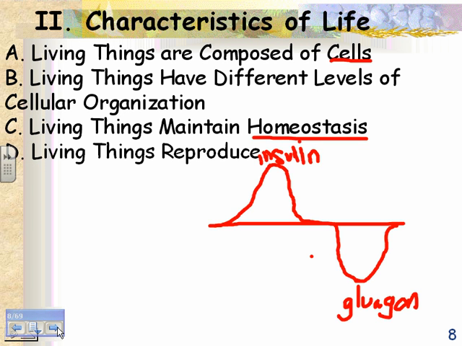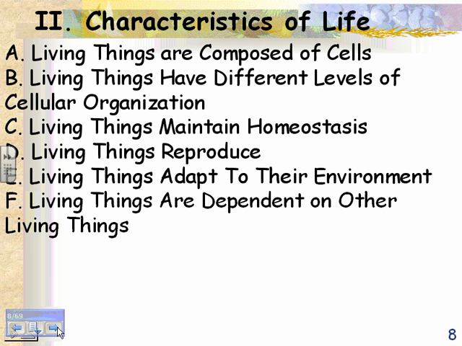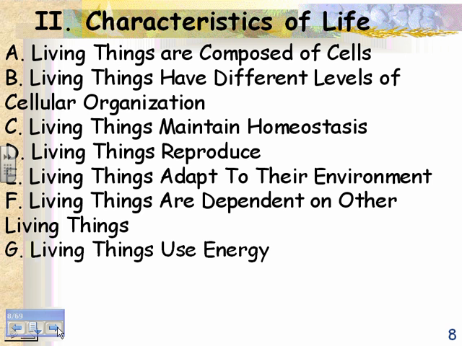Living things reproduce, so they make babies. Living things adapt to their environment. Living things are dependent on other living things. That's going to be our ecology unit. Living things use energy. We all do. A rock doesn't, but every living thing does. We use ATP for that type of energy, for our energy molecule.